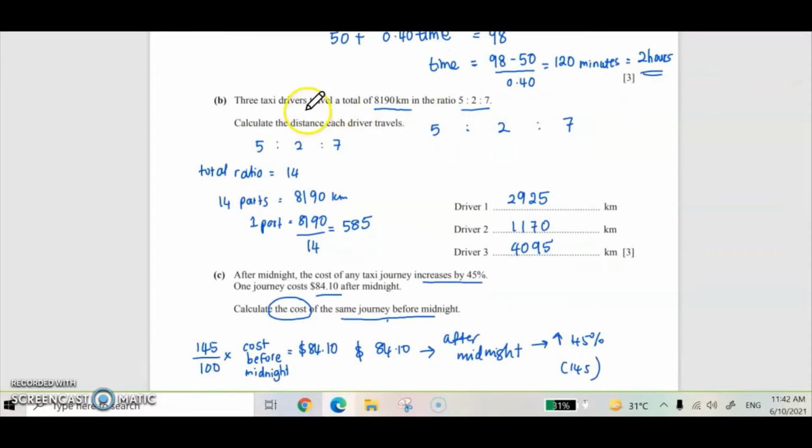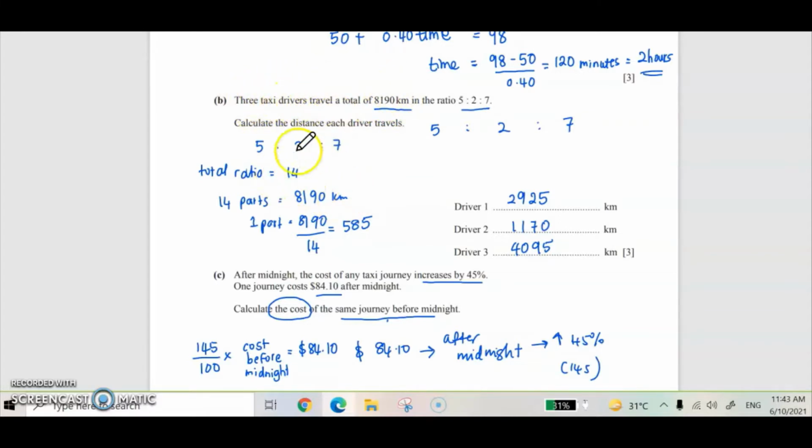Okay. 3 taxi drivers travel a total of 8,190 kilometers in the ratio of 5 to 2 to 7. Okay, so calculate the distance each driver travels. Okay, so kalau soalan ratio ni, dia akan tahu ialah the total ratio. Okay, maknanya total ratio, you tambah semua ratio ni, actually is equate dengan total distance. Apa benda event yang the question is about. Okay, so it's all about the total distance of 3 taxi drivers.